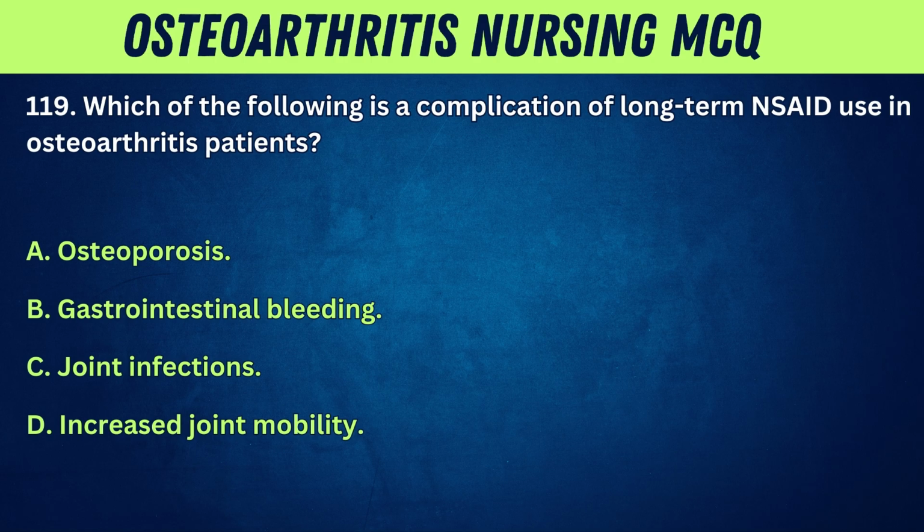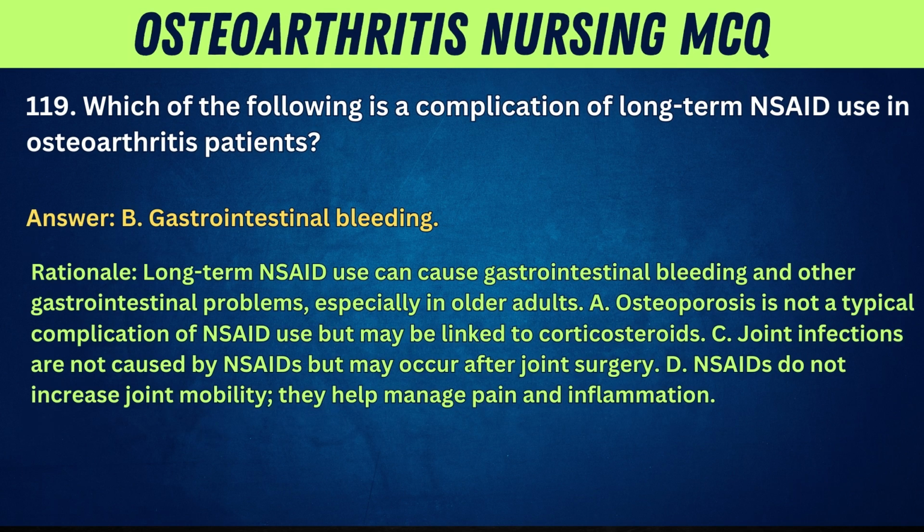A. Osteoporosis. B. Gastrointestinal bleeding. C. Joint infections. D. Increased joint mobility. Answer: B. Gastrointestinal bleeding. Rationale: long-term NSAID use can cause gastrointestinal bleeding and other gastrointestinal problems, especially in older adults.